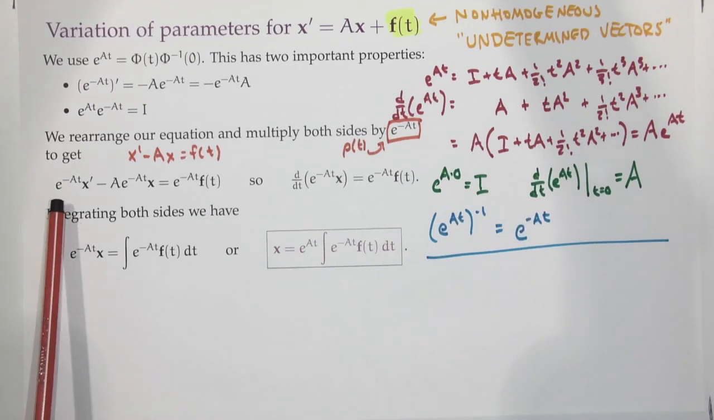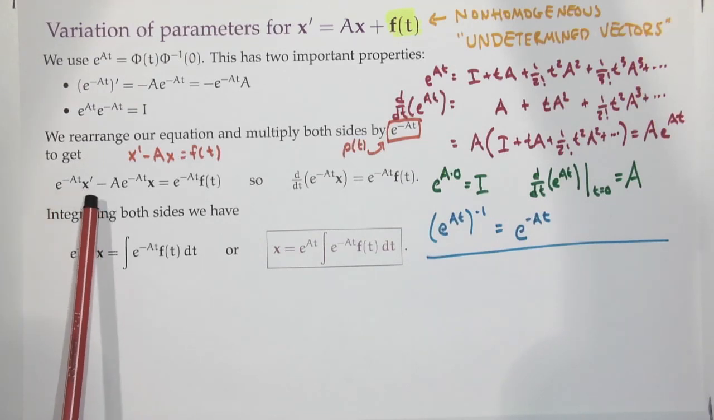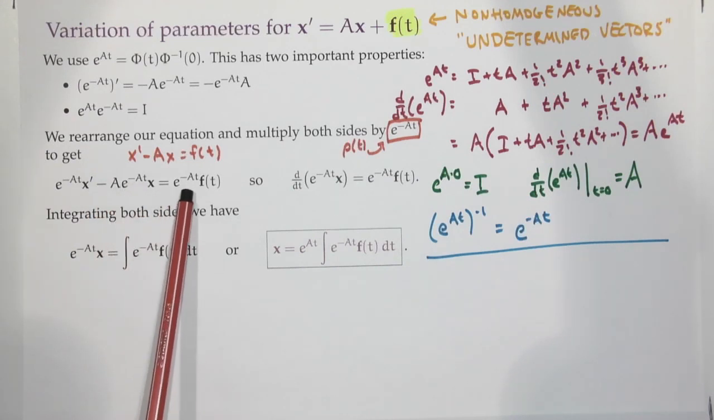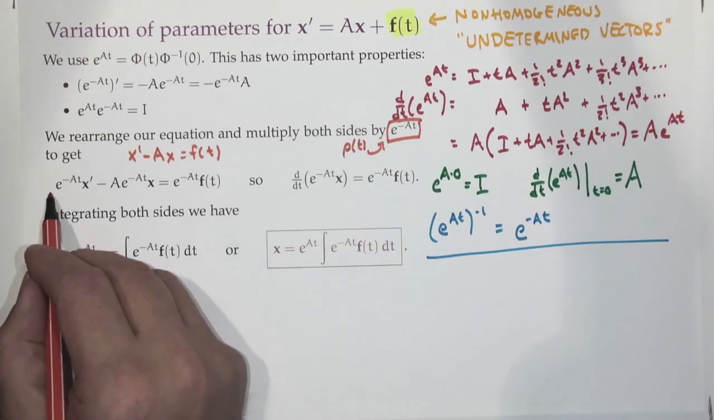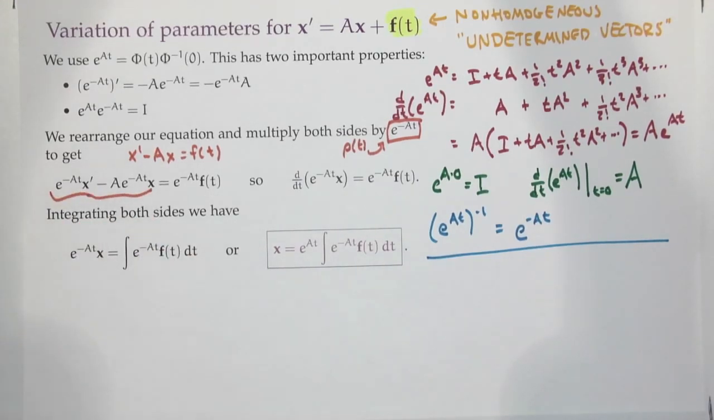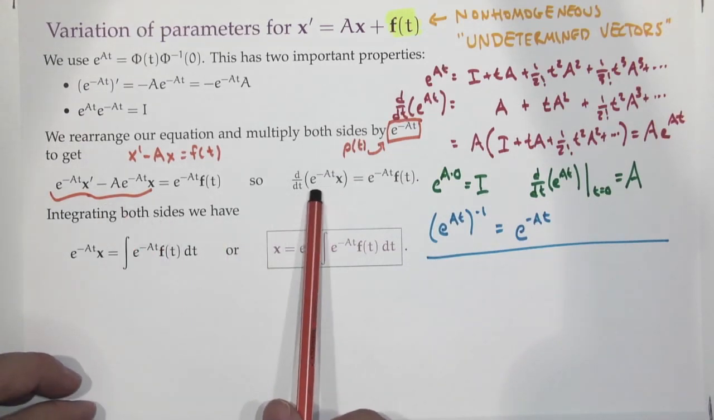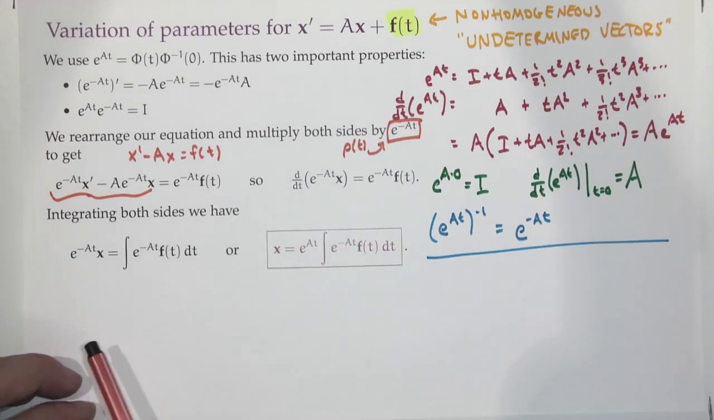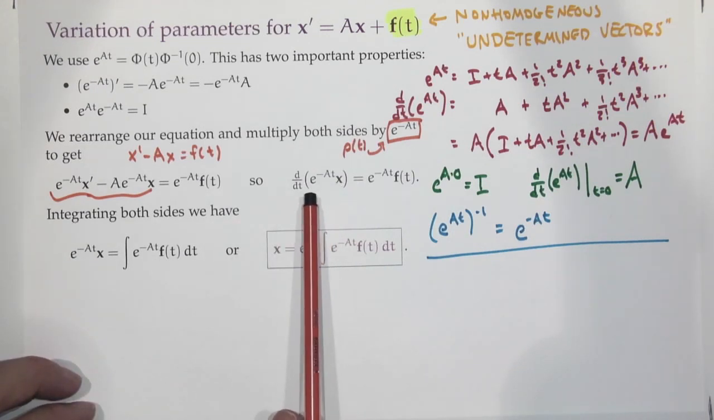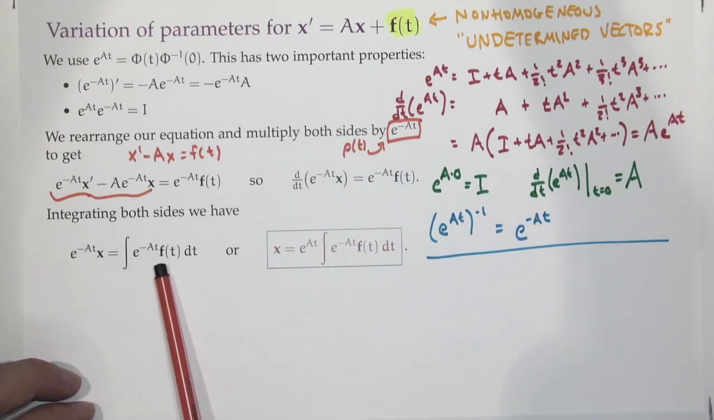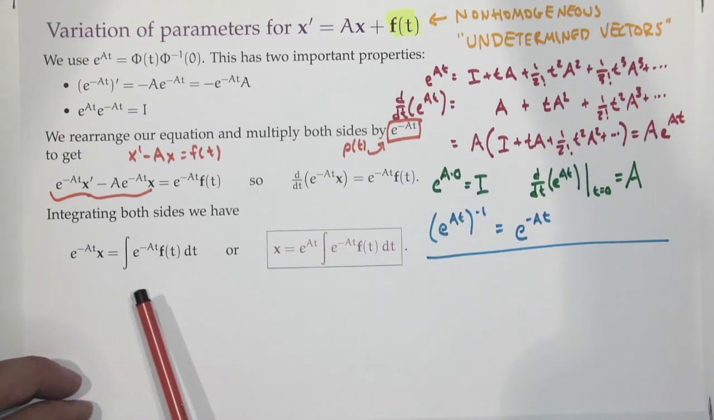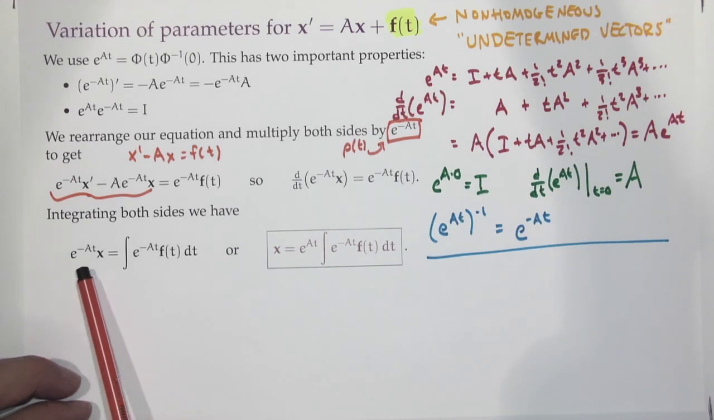So we have e to the minus At times x prime minus A e to the minus At x equals e to the minus At f of t. Again, it's just multiplying through by rho. And then we say, aha, this left-hand side is a derivative. That's really the derivative of e to the minus At times x. How do you get rid of a derivative? You integrate. So you have e to the minus At x is the integral of e to the minus At f of t dt.